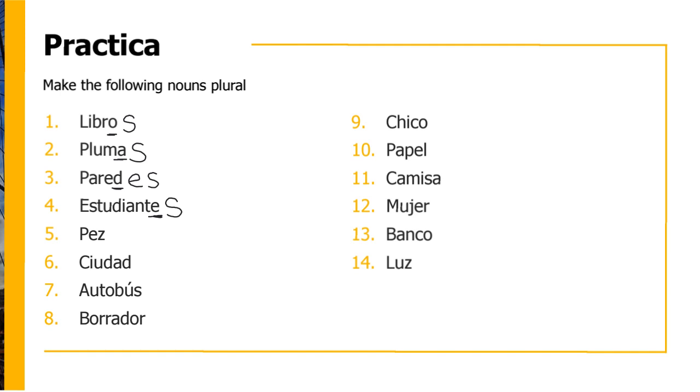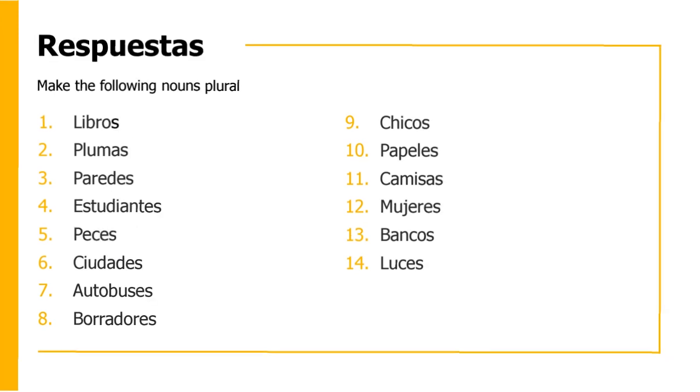Now, number 5, this one is one of those rare nouns that end in a Z. So we really just need to get rid of that Z and change it to C before we add our ES. So we end up with peces, fish. We don't say fishes in English, so fish is also plural. And you can do the rest, and then I'll show you the answers.